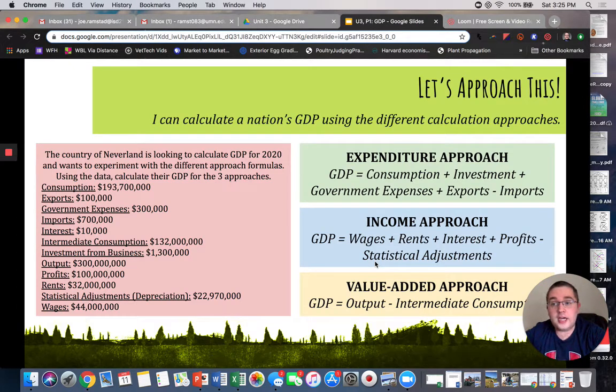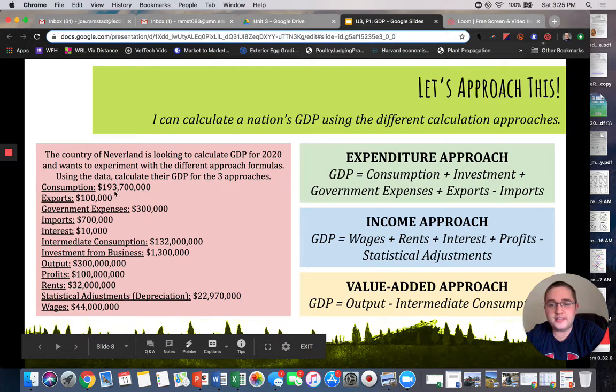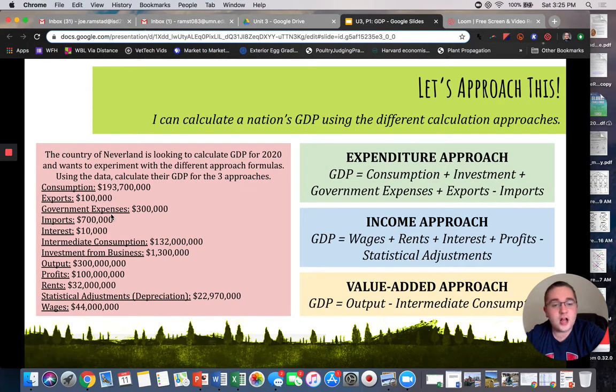Okay, the country of Neverland is looking to calculate GDP for 2020 and wants to experiment with different approach formulas. Using the data, collect or calculate their GDP for the three approaches. So I give you the formulas for each of the three approaches. Your job is to go in here, look at the data. So I give you the consumption, I give you the exports, government expenses, all of the possible hats or buckets of accounts, if you will. I give you all of that data, and your job is to calculate the GDP using expenditure, income, and value-added approaches. Okay, so let's break it down.